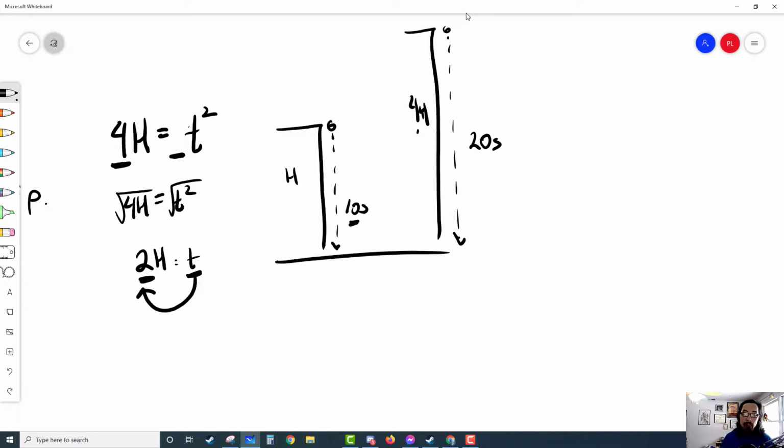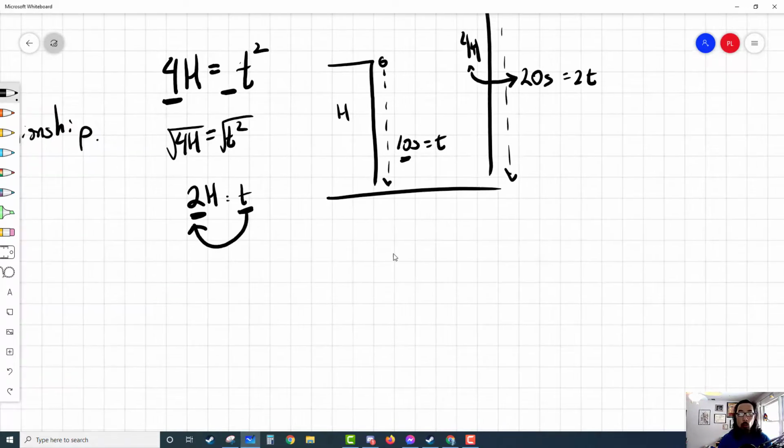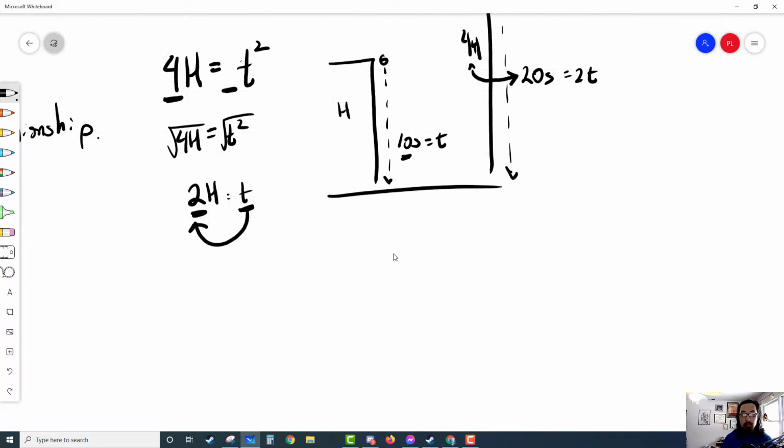So here we have that relationship, this squared relationship. Technically, if 10 seconds is equal to t, 20 seconds is equal to 2t, with substitution here. So 2 squared would give us 4. Now, what if we increase the height by a factor of 9, 9h?